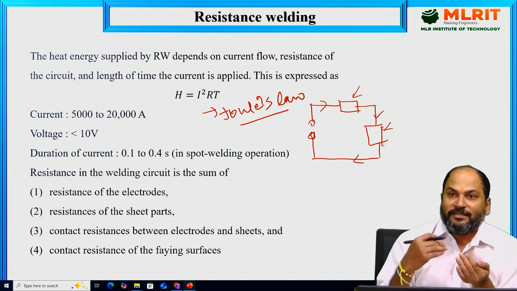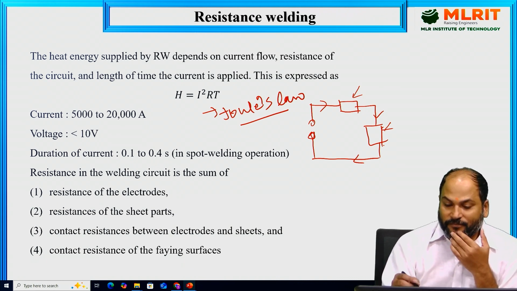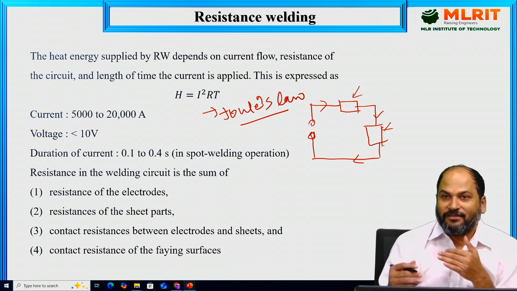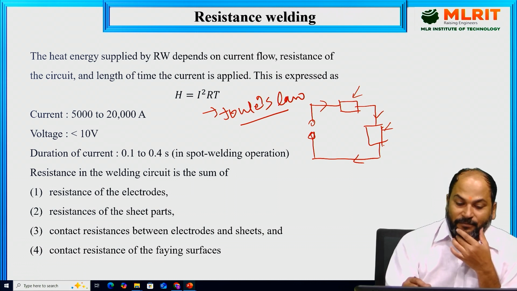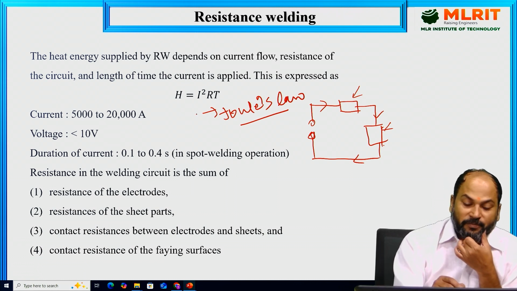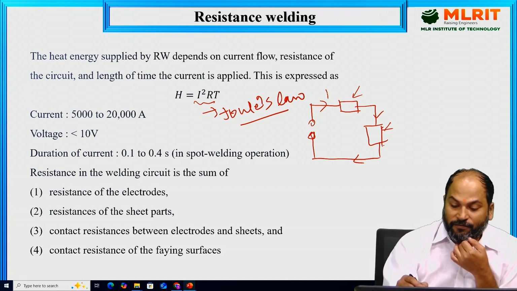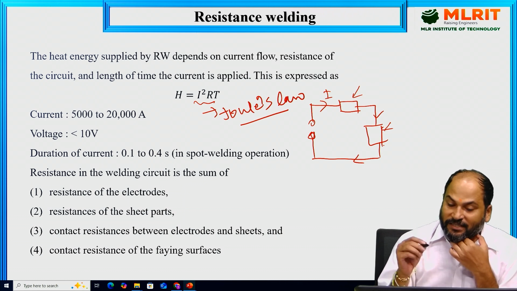So the heat depends on the resistance provided to the current flow, plus for what time the current is flowing through the circuit. What is the time? Suppose for 1 second or 1 microsecond or 10 seconds or 10 microseconds. So the heat produced depends upon these three parameters. What are those three parameters? The current flowing through the circuit, squared, times the resistance.